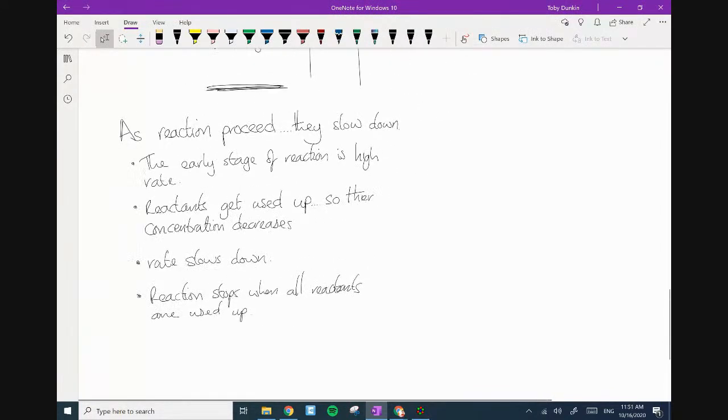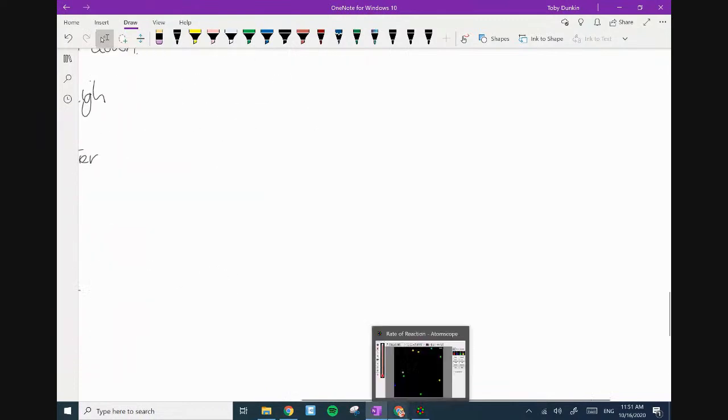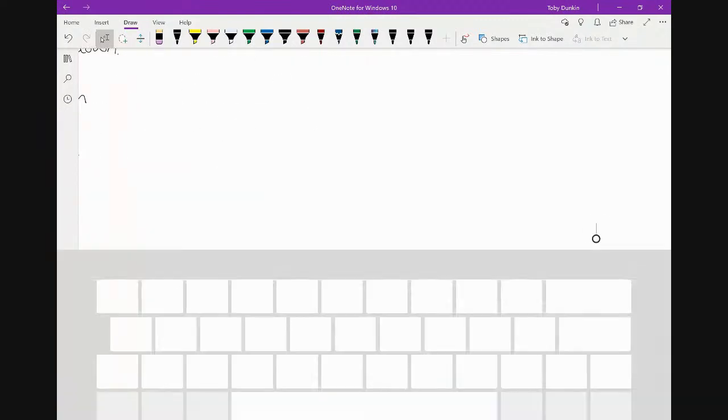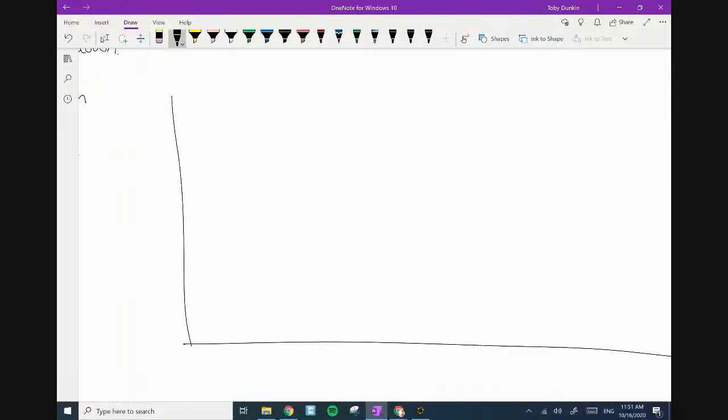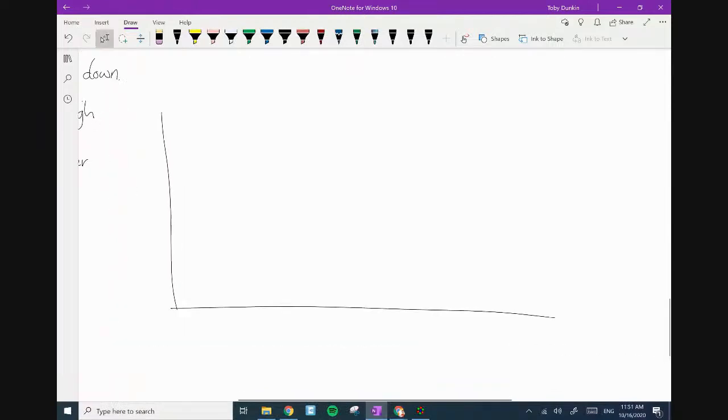No more successful collisions. So we can actually draw a rather beautiful graph. This is your very first time seeing what's called a rate graph. What we're going to look at in this graph, this is time. Let's put it in seconds, why not? And this will be product. Now we can do grams of product or CO2 if we like.